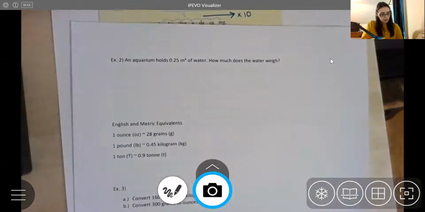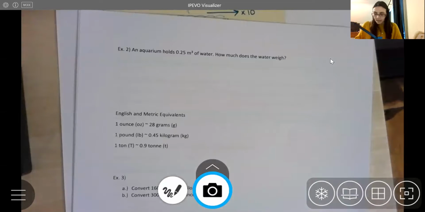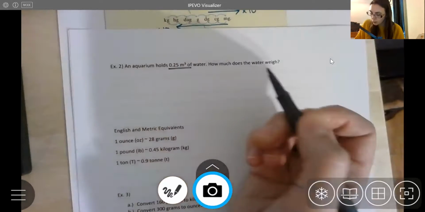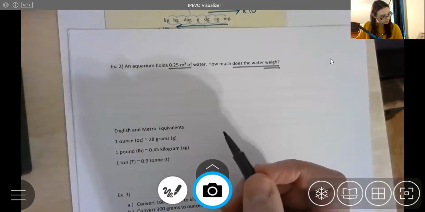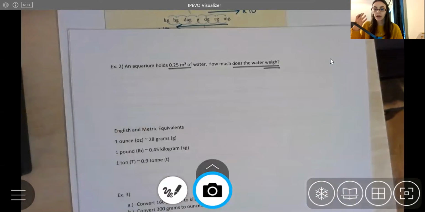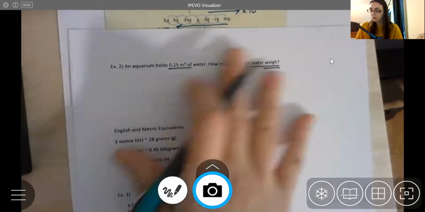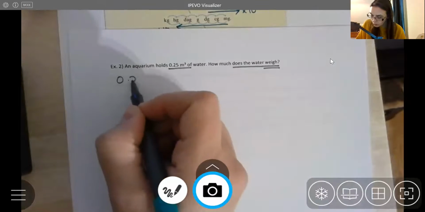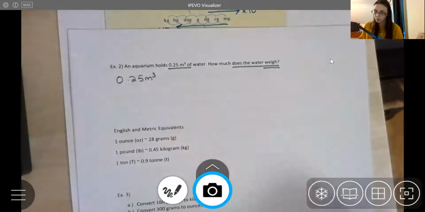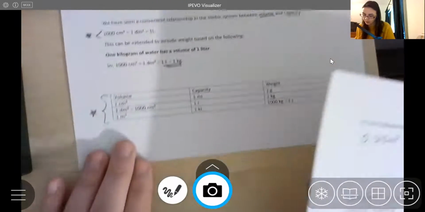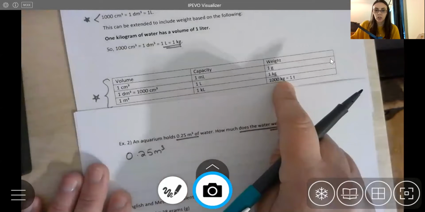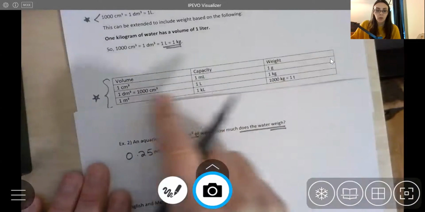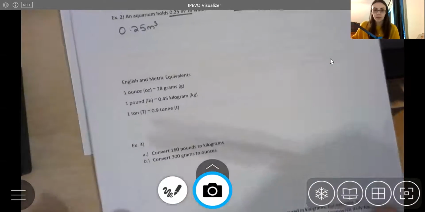All right, so let's do some examples. It says an aquarium holds 0.25 cubic meters of water. How much does the water weigh? So we're looking for weight here, which means that we're looking for some sort of grams, typically kilograms here, in the metric system. So we want to go from 0.25 cubic meters. I'm going to go over here to my conversion. And I do see that for cubic meters, I can convert to kilograms. So that's what I'm going to do. So 1 cubic meter is 1,000 kilograms.